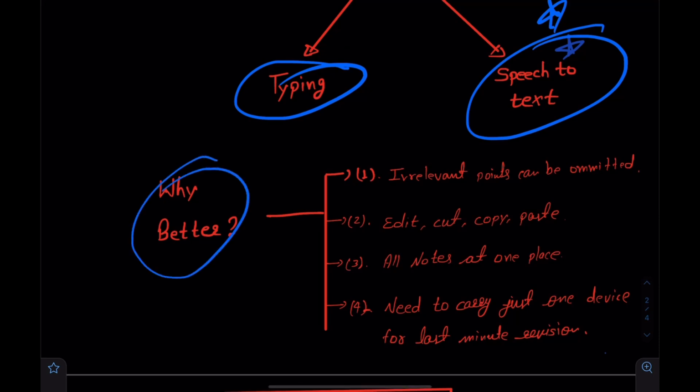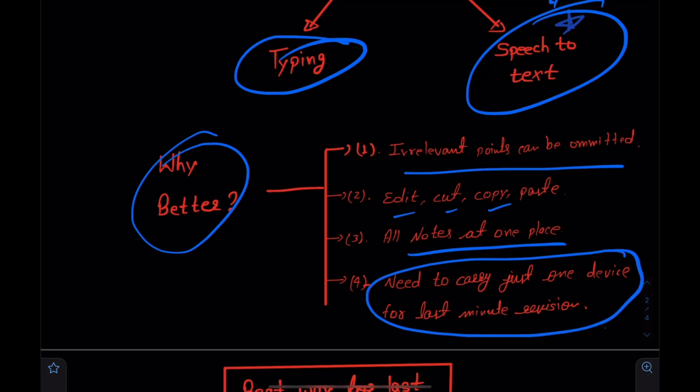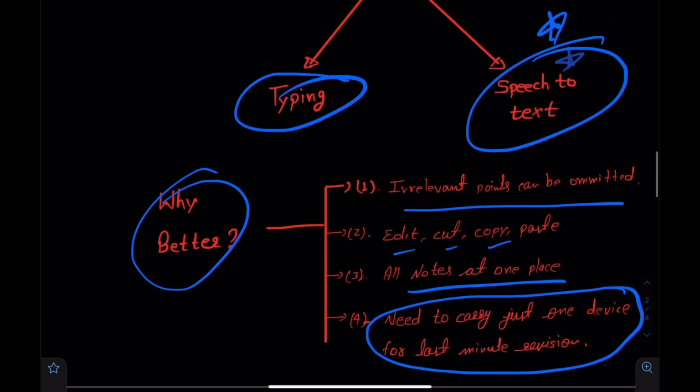Why are digital notes better? First of all, irrelevant points can be omitted later on so that your note can be crisper and can be revised easily. It can be edited, you can cut content, you can copy paste. All notes are at one place, and most importantly, you just need to carry only one device, either your phone or your tablet or whatever, to the city or the exam center that you are going to for your prelims early in the morning.